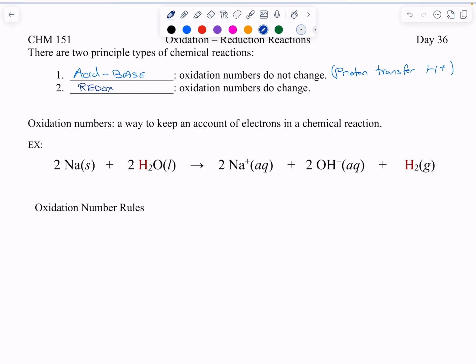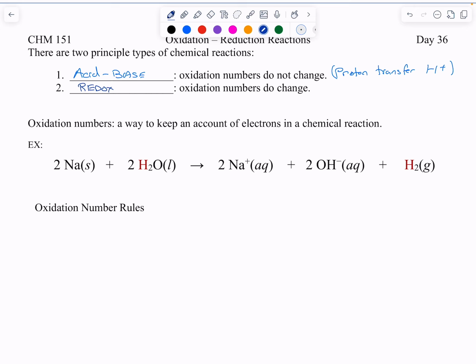And so that leads us to the next question. What is an oxidation number? Now, this is a way humans, this is how we do it. We actually don't see the atoms and the electrons, right? We can't see it. But we keep track of it with this system of oxidation numbers.